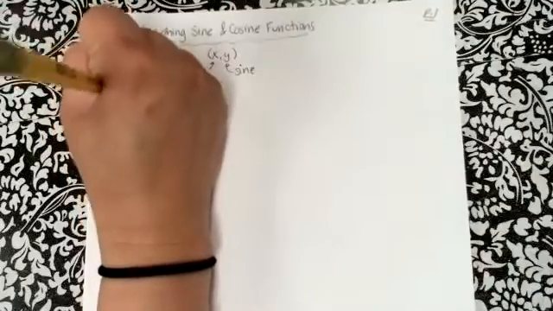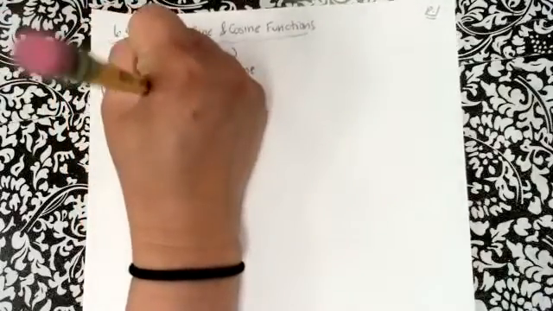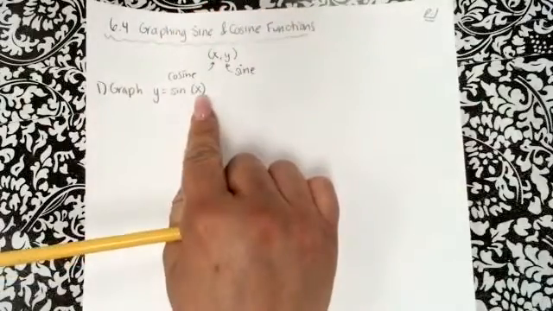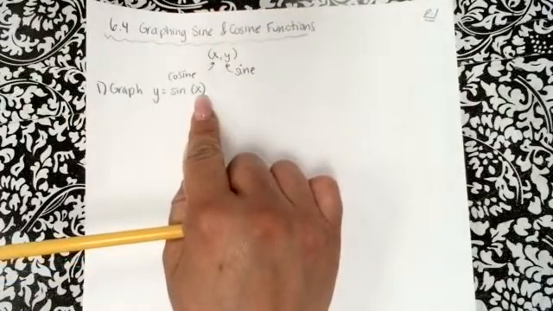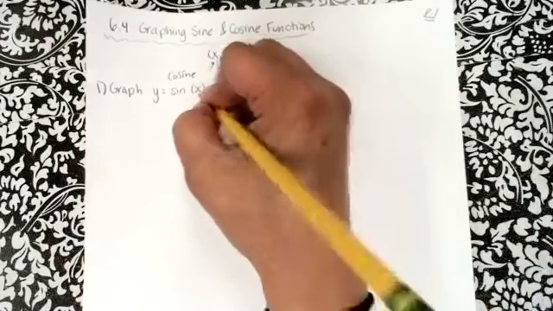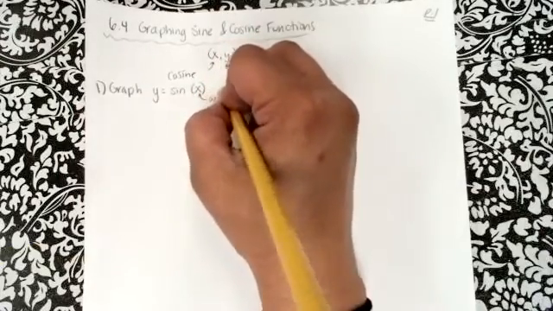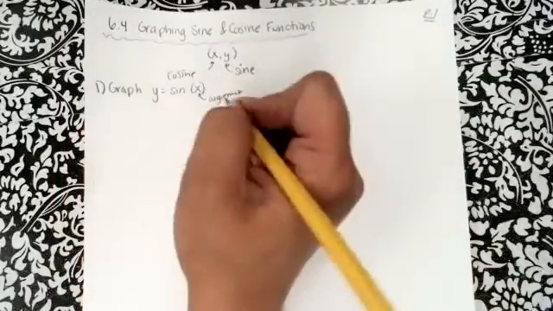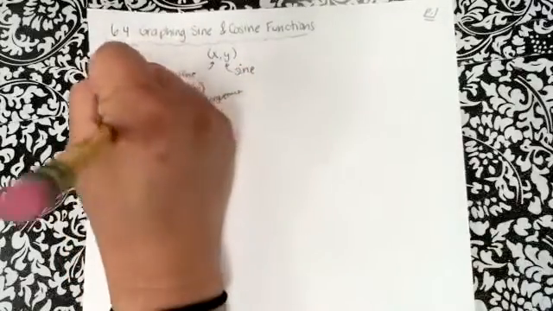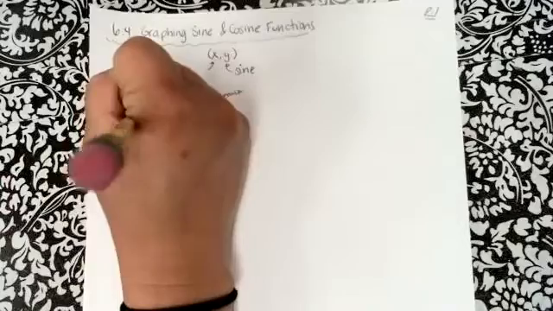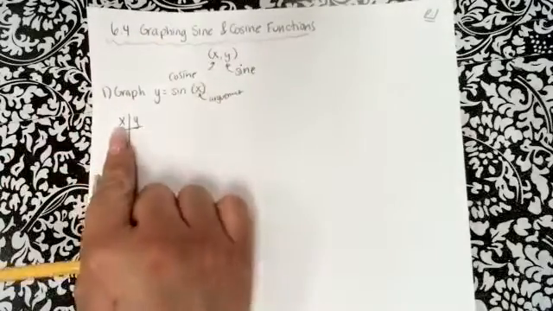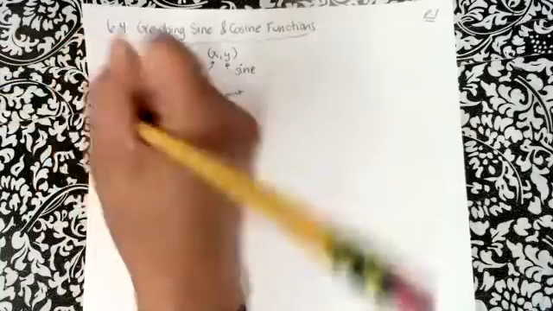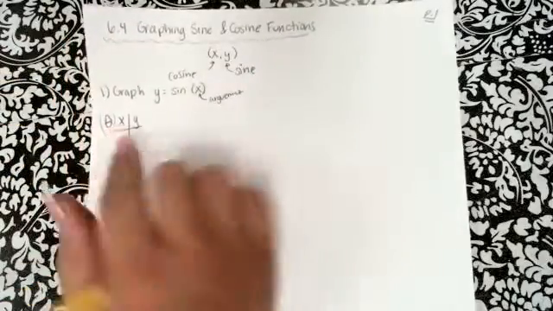So we're going to start off by graphing y equals the sine of x. Remember, x is the argument. Now, if we're going to graph this, I'm going to say x and y, or if the argument is, we've been using theta a lot, that's the same as the x.